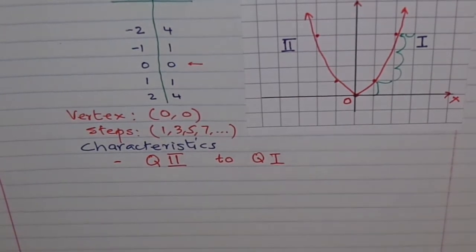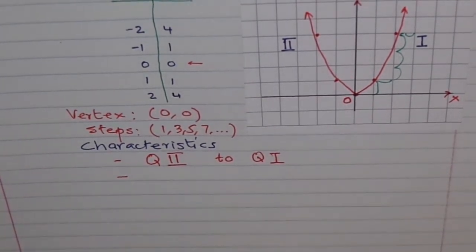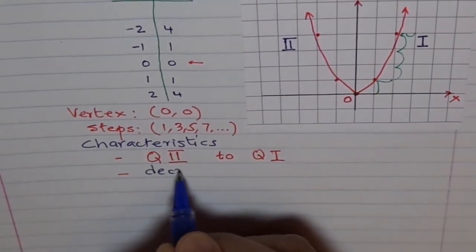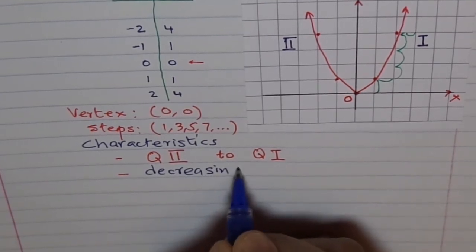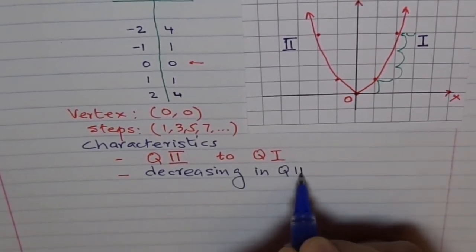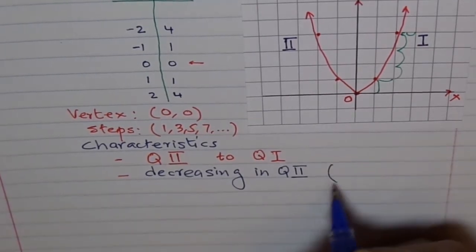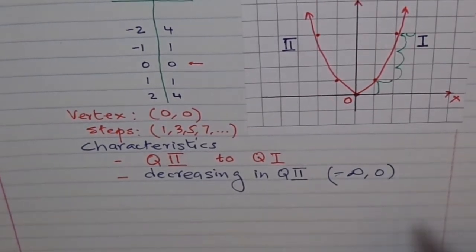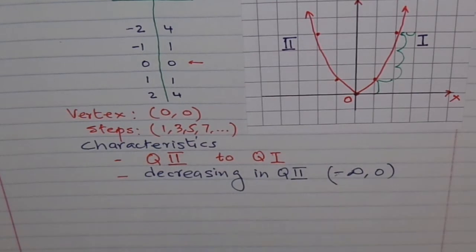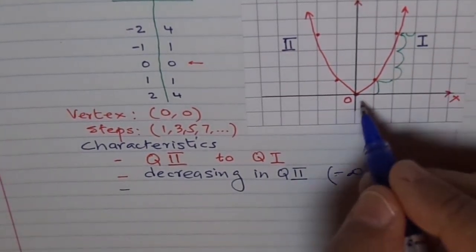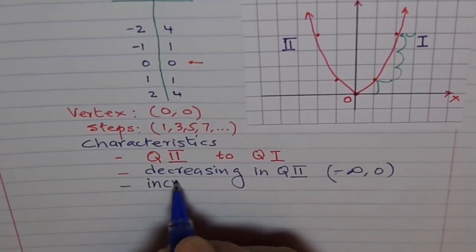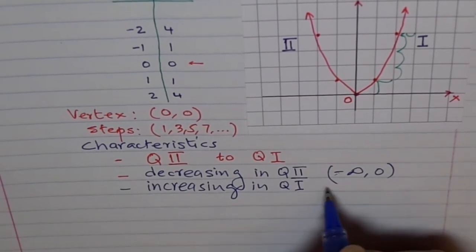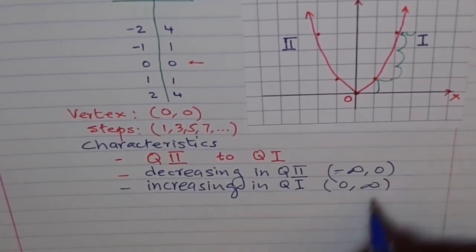Okay? Now, what happens in quadrant 2? In quadrant 2, we see that the graph is decreasing. Right? What is the interval of decreasing? Interval of decreasing is from -infinity to 0. How about quadrant 1? It is increasing. See, the value is increasing, right? So it increases from 0 to plus infinity.